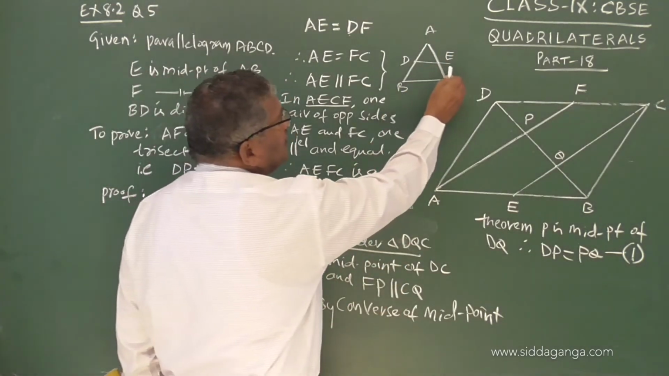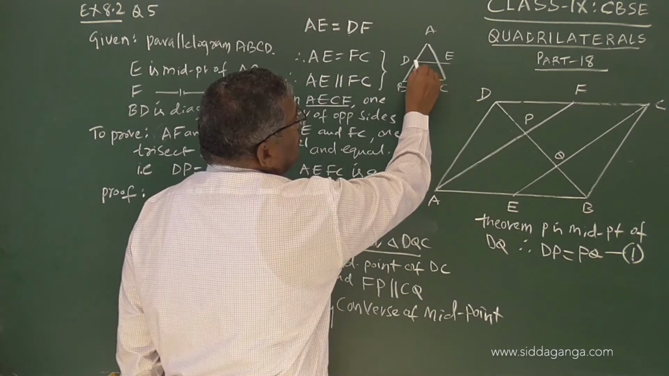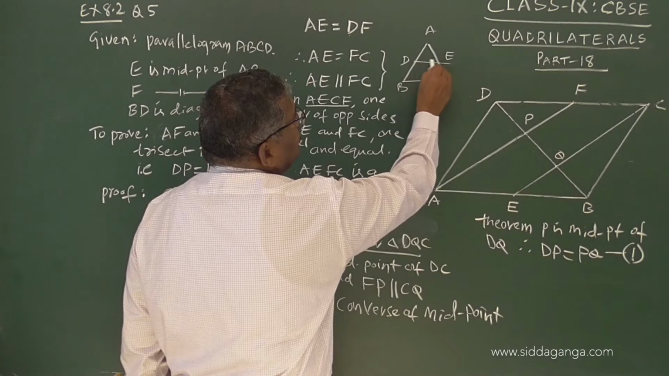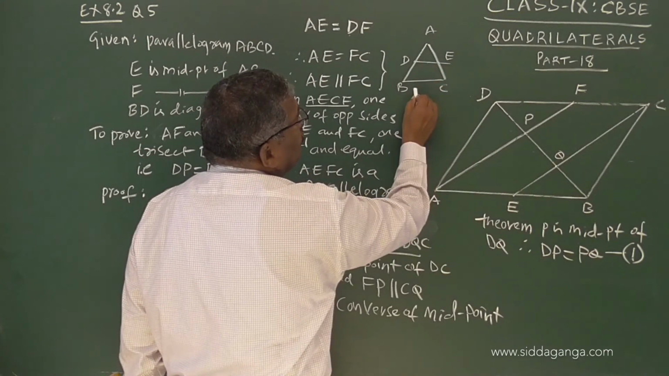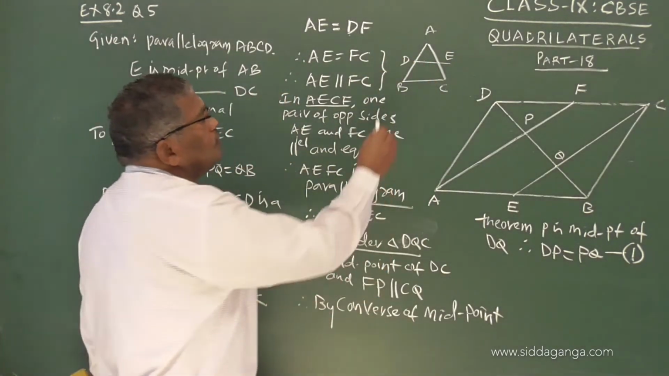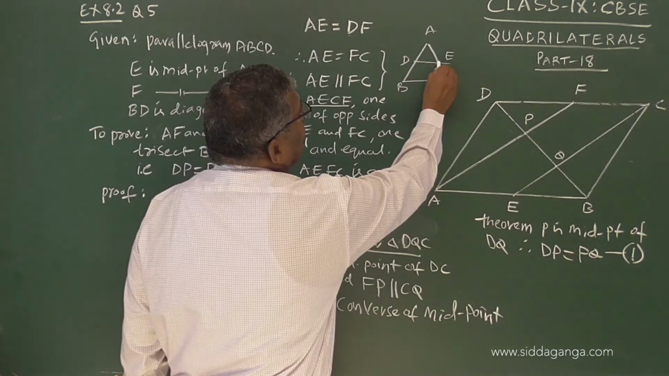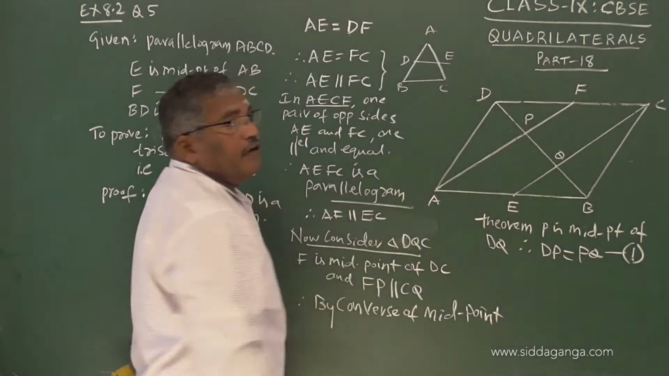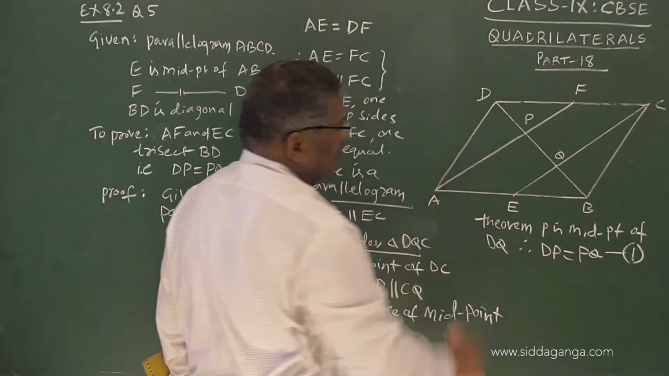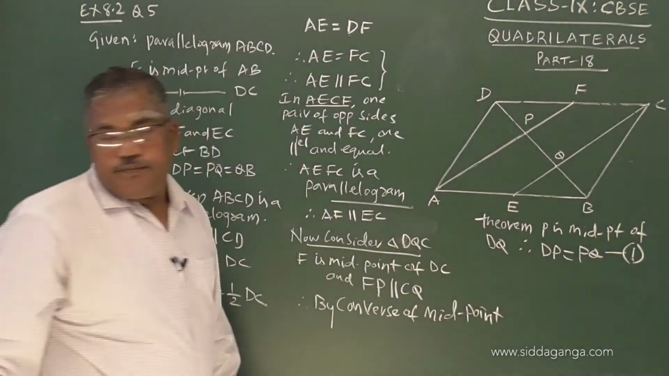The converse says like this. Otherwise, the theorem is, in a triangle ABC, the line drawn joining the midpoints of two sides will be parallel to the third side and half of the third side. So, if one point is the midpoint and the line is parallel to the third side, then the other point is also the midpoint of AC. So, that point we are using here. So, we have proved that DP is equal to PQ.